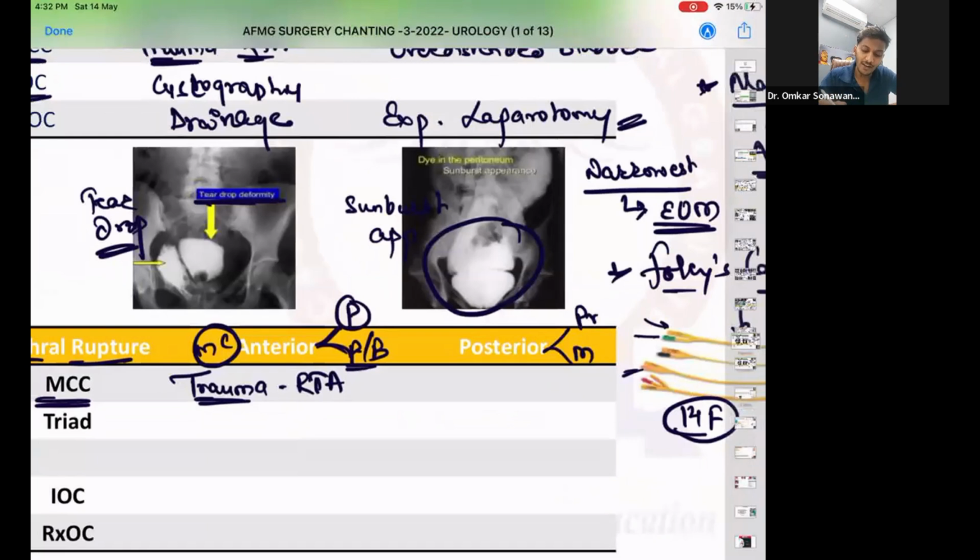Okay? Whereas posterior urethral rupture is due to pelvic fracture. So P for P. Okay? What is the triad? Now two things are common in the triad.